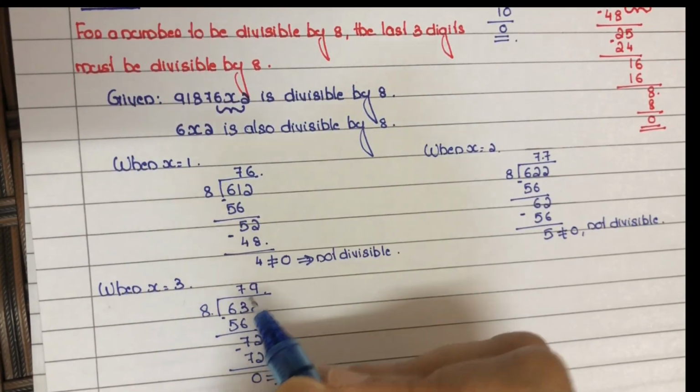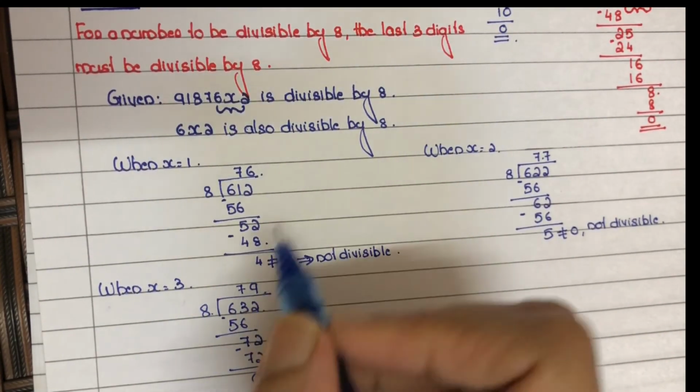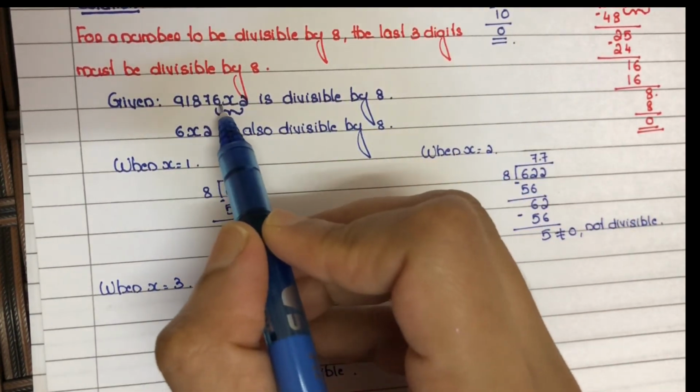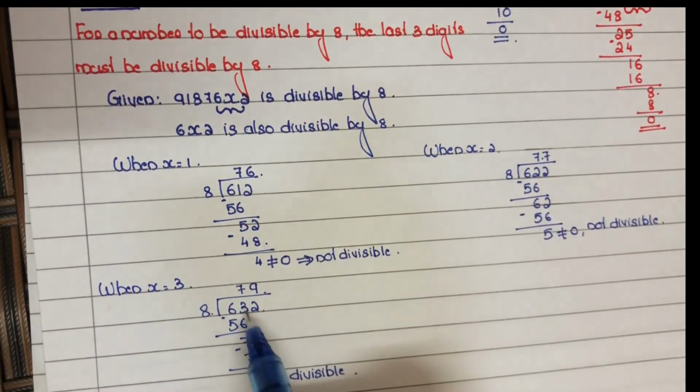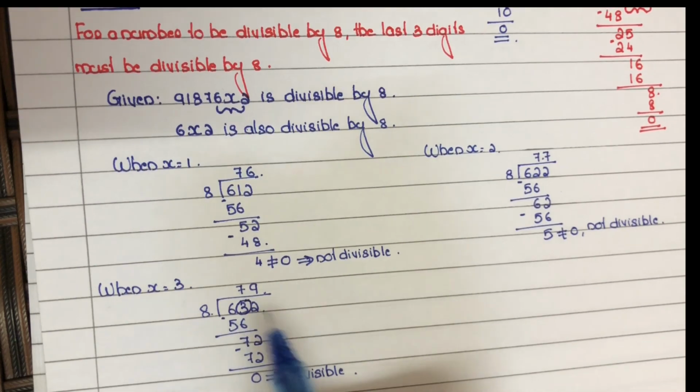So the smallest whole number in place of x, in 6x2, is 3. x equal to 3.